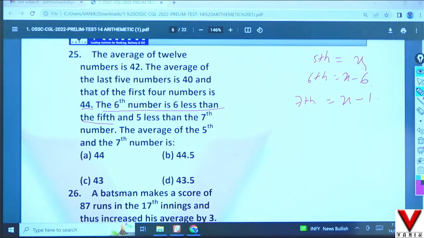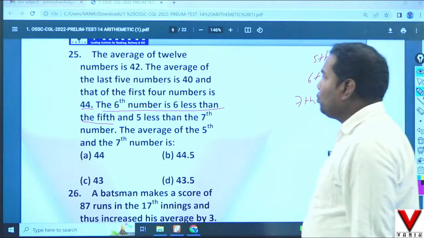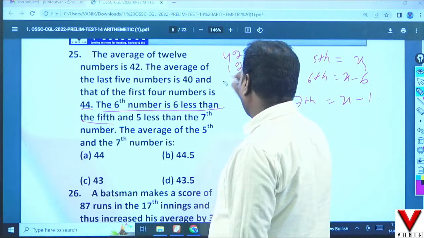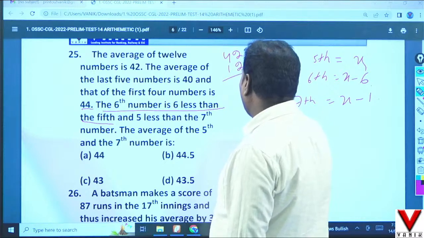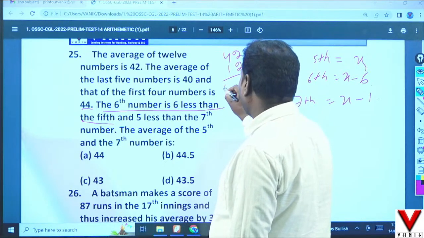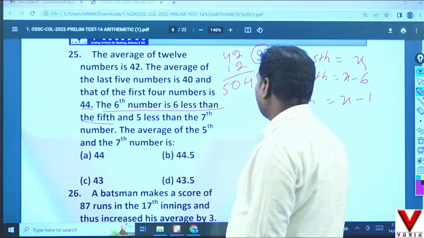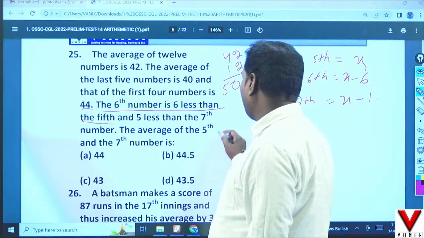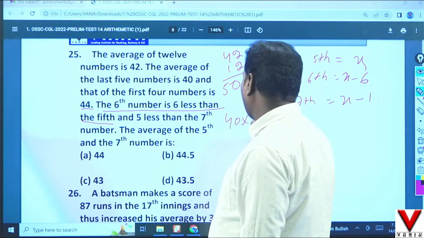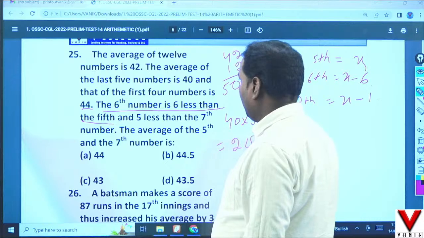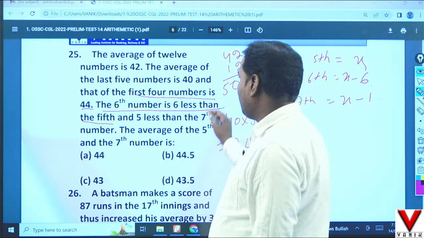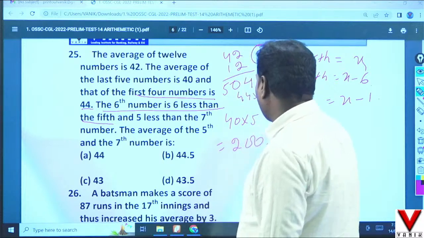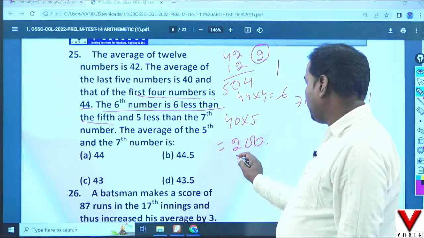Here the average of 12 numbers is 42. Then total is 42 into 12, which is 504. Then the average of last 5 numbers is 40. Last 5 numbers means 40 into 5 is 200. Then first 4 numbers is 44 into 4, which is 176.